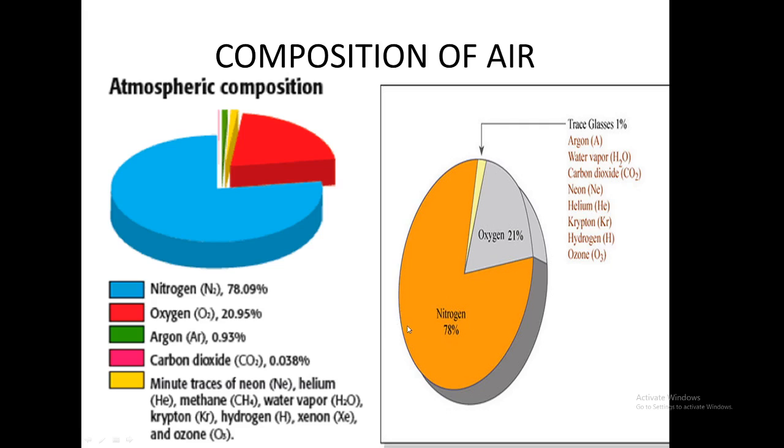atmosphere. Okay, and not only this, besides these gases, some water vapor is also there, dust particles are there, pollens are there, smoke, all these are present in the air. Okay, so if we are talking about the composition, all these will come there.